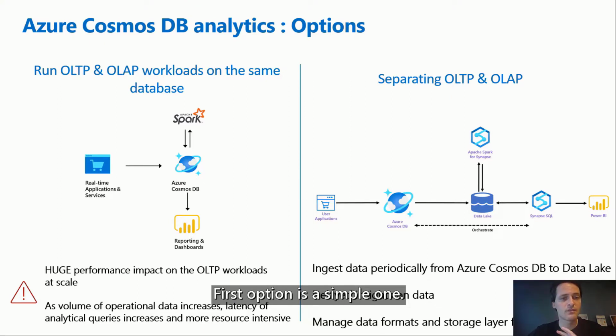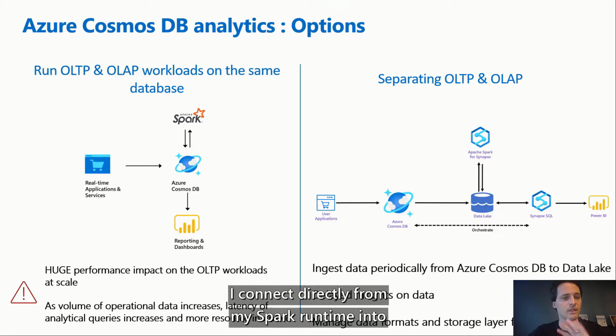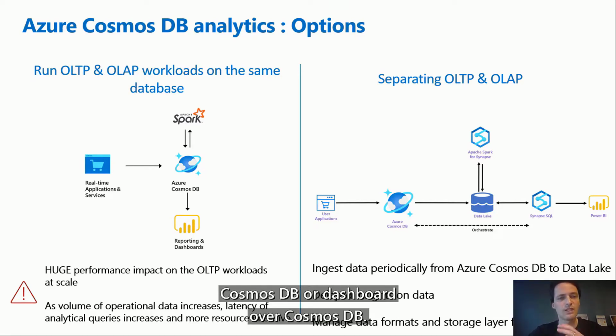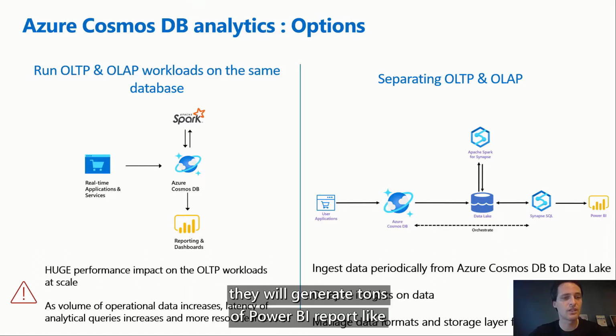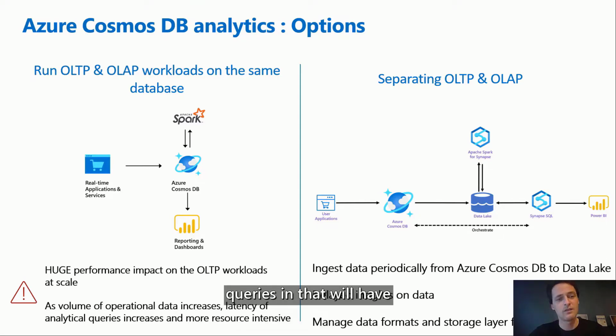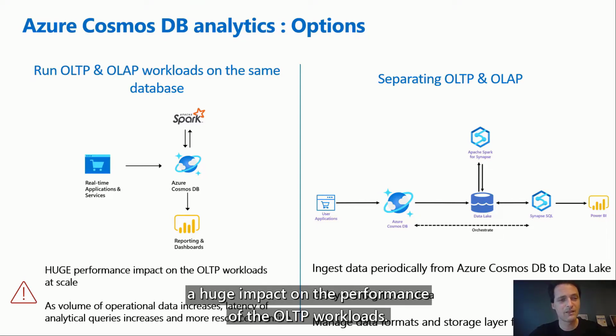The first option is a simple one. It looks simple on paper. I connect directly from my Spark runtime into Cosmos DB, or a dashboard over Cosmos DB. Those runtimes and dashboards, when they are connected and accessing the transactional store, will generate tons of queries, even for BI report-like queries, and that will have a huge impact on the performance of the OLTP workload.